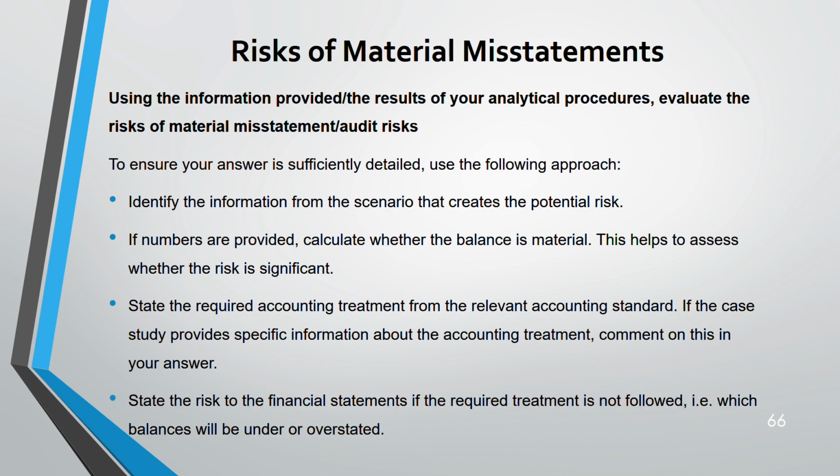Now, state the risk to the financial statements. Once all the 3 steps have been done, and this needs to be done in order, you can't change the order, you have to state the risk to the financial statement. If the required treatment is not followed, what could be the risk? For example, whether the balance will be overstated or understated. This is what the examiner is actually asking you.